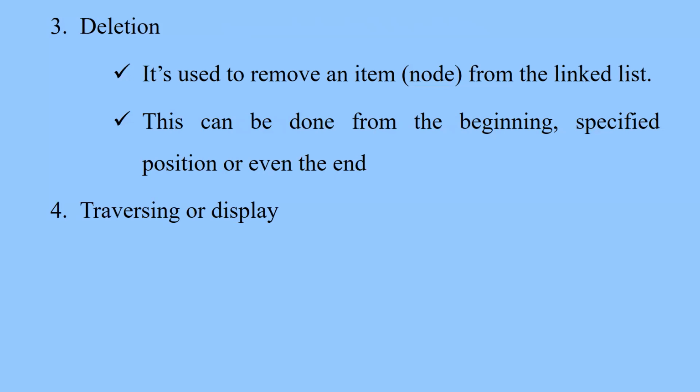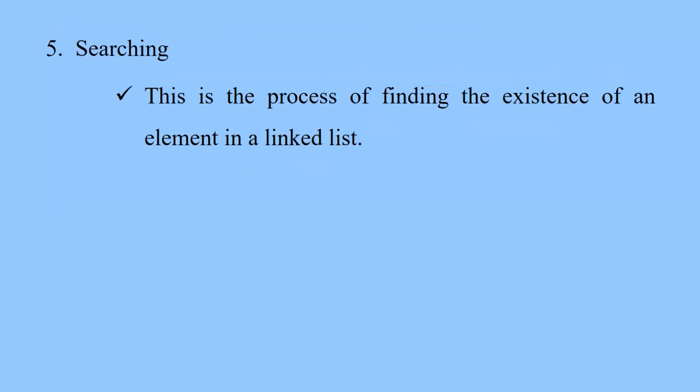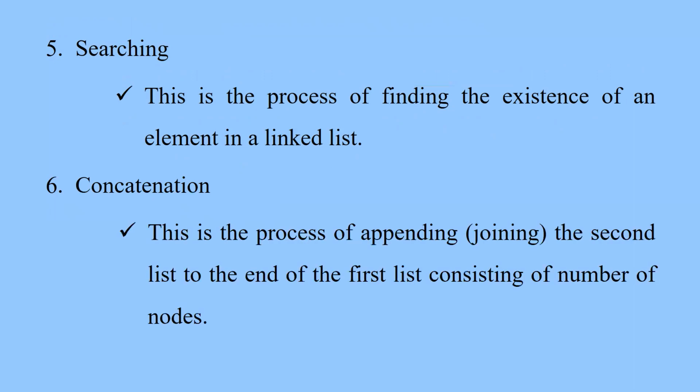Number 4 is traversing or display. This is the process of going through all the nodes of the linked lists from one end to the other. Number 5 is searching. This is the process of finding the existence of an element in a linked list. Number 6 is concatenation. This is the process of appending or joining the second list to the end of the first list, consisting of number of nodes.